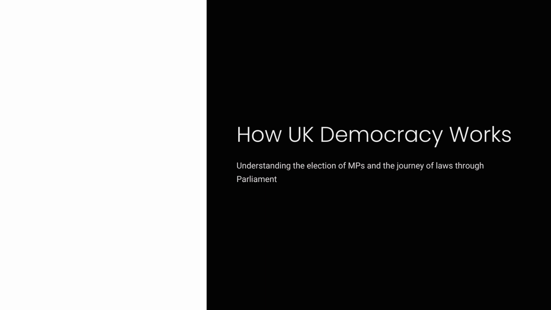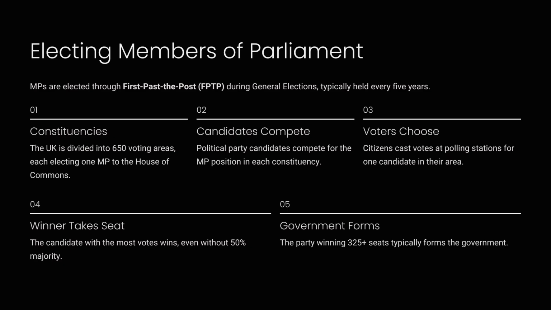How UK democracy works. Understanding the election of MPs and the journey of laws through Parliament. Electing members of Parliament. MPs are elected through first past the post, FPTP, during general elections, typically held every 5 years.